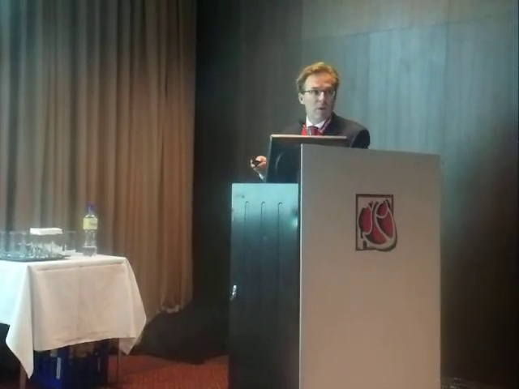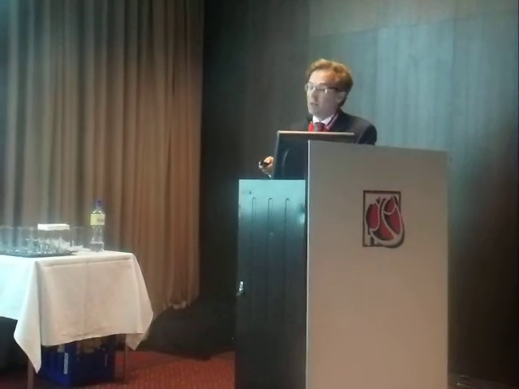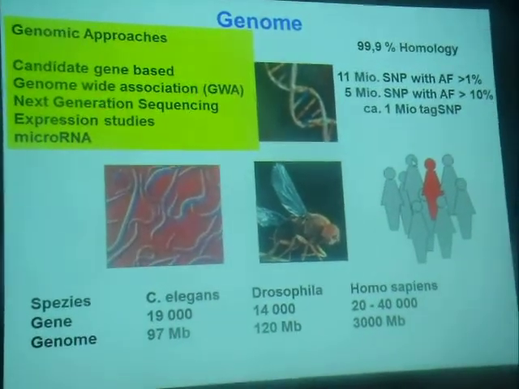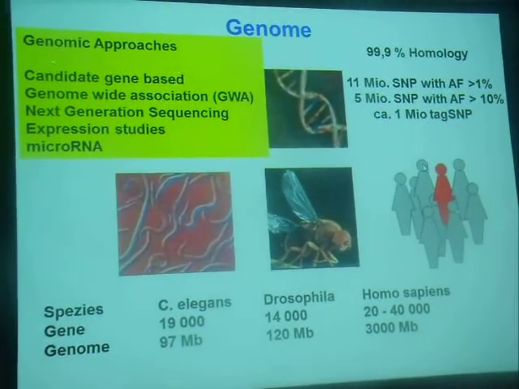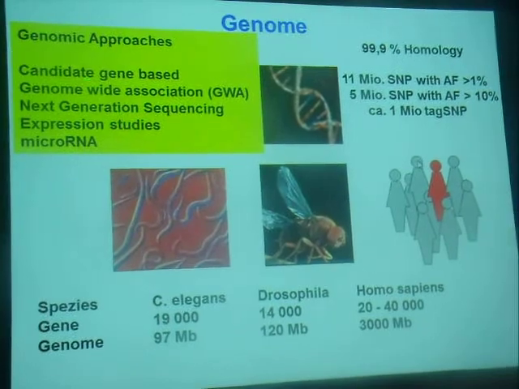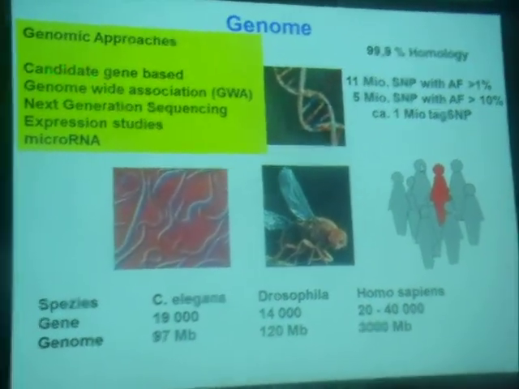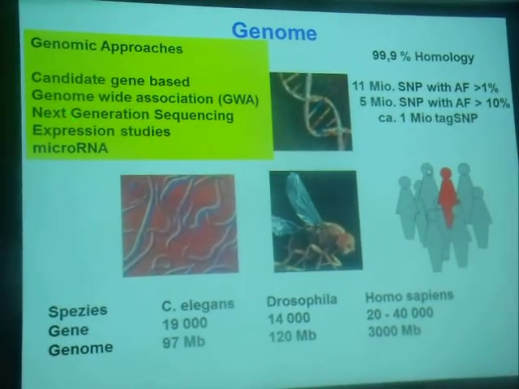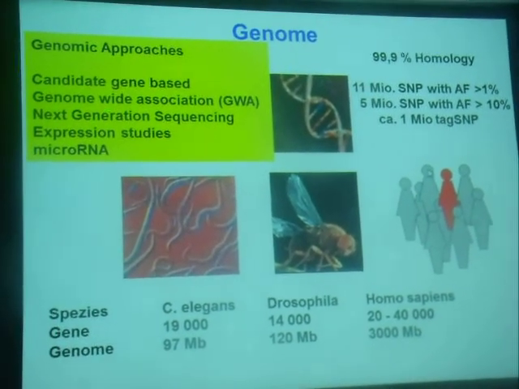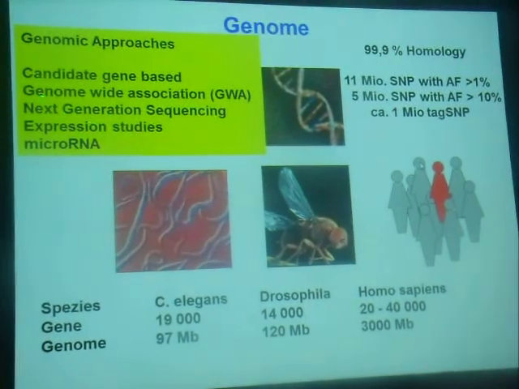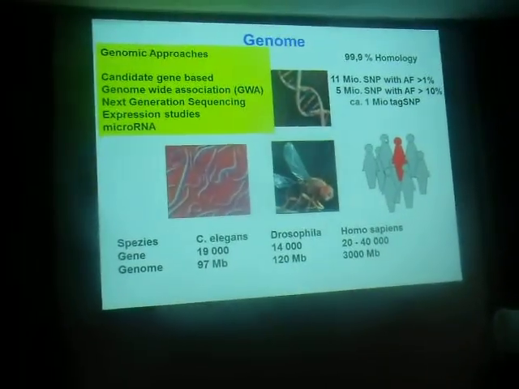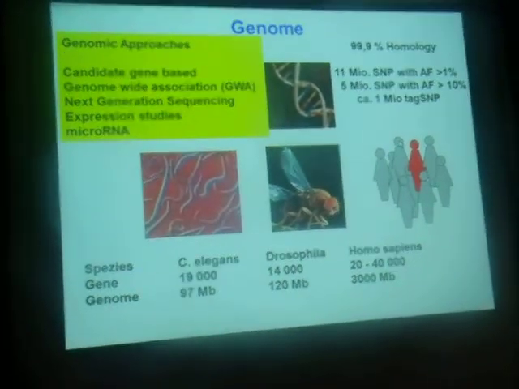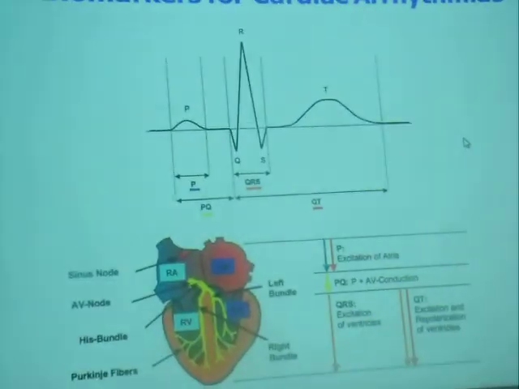So if we talk about common genetic variants, it is important that this is embedded in a broader genomic approach, where you will see examples from candidate gene-based and then hypothesis-free genome-wide association studies, now also moving to the rare variants, next-generation sequencing, but importantly linking this information to expression studies in microRNA. I will not talk about these three today.